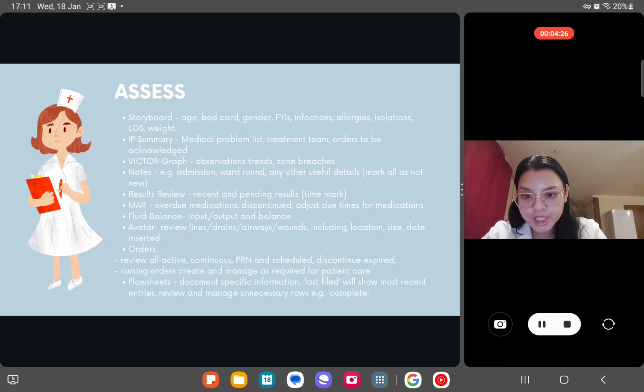Lastly are the flow sheets. Flow sheets are document specific. We have to document specific information. Last filed will show most recent entries. We have to arrange in that manner. And we have to review and manage unnecessary rows. For example, complete, meaning we don't have to review that file again.